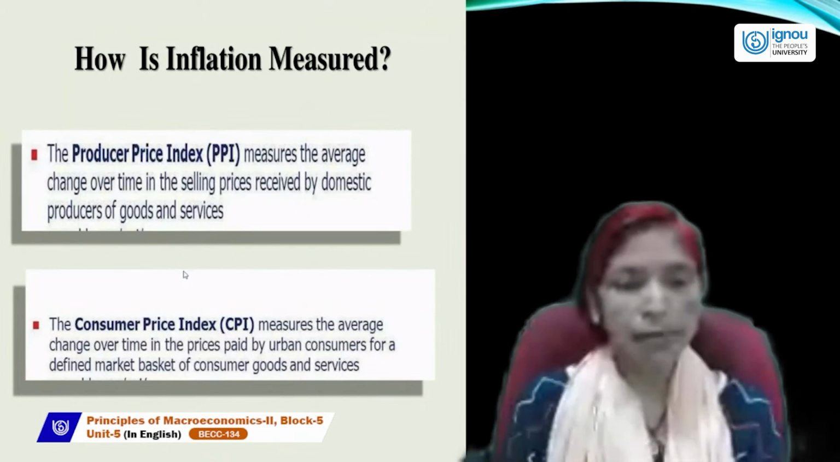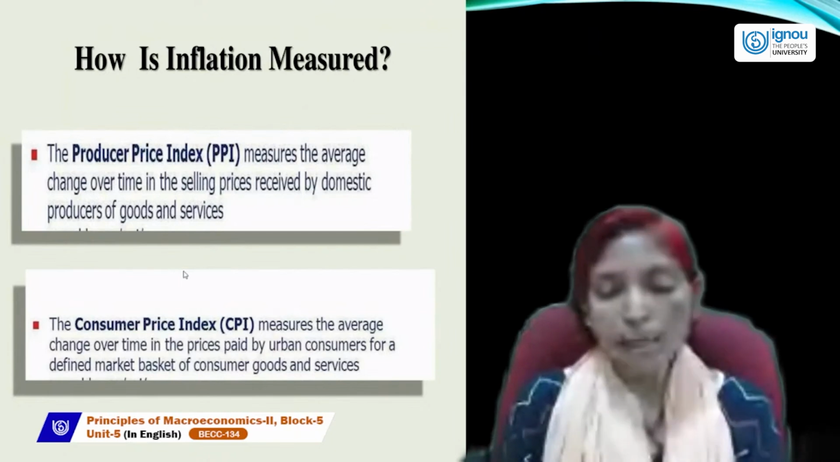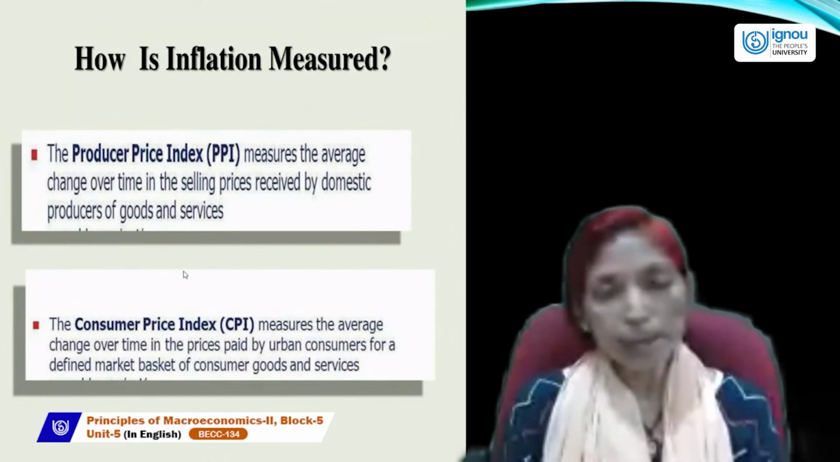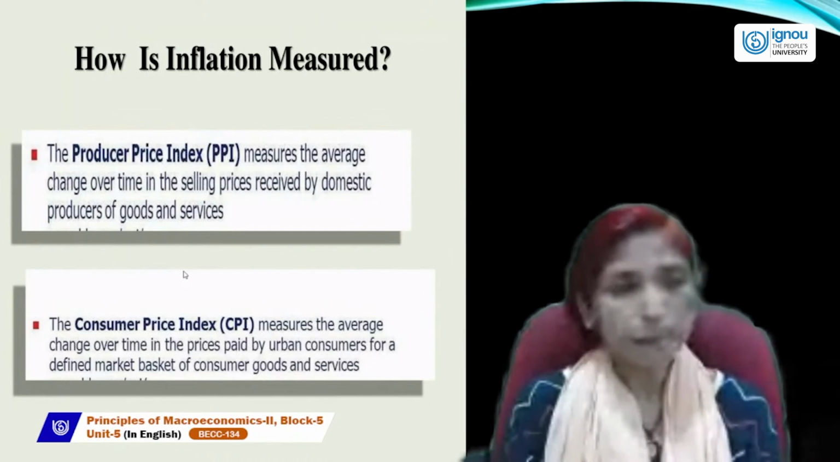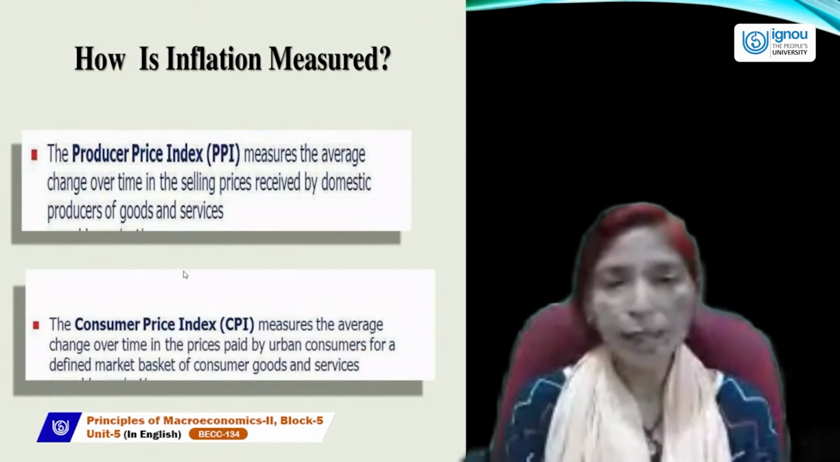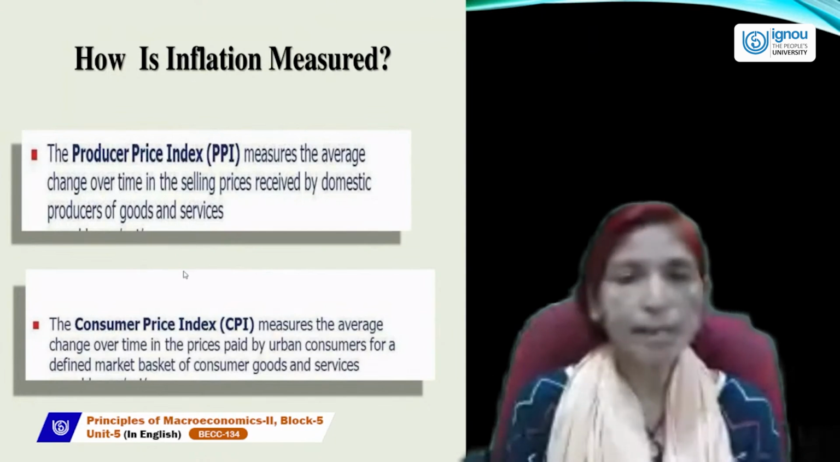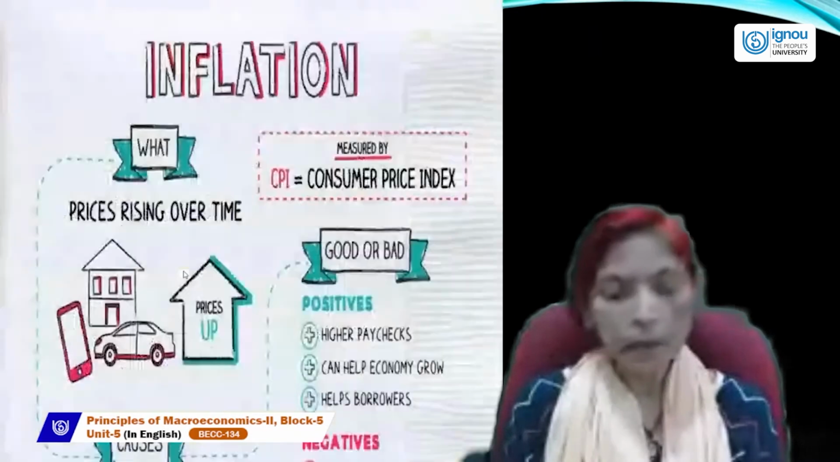If we are talking about the selling price received by the seller, that is producer price index. But if we talk about the price level paid by the consumer, that is related with the consumer and is known as consumer price index. So inflation can be measured with the help of two indices. One is producer price index and the other is consumer price index.